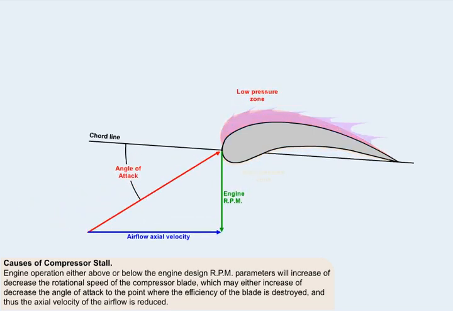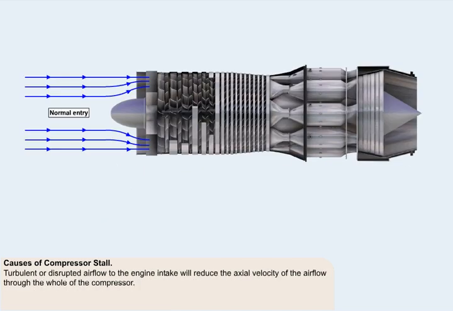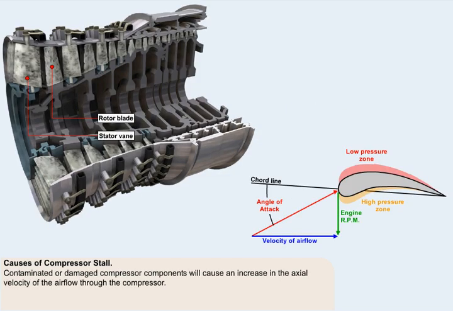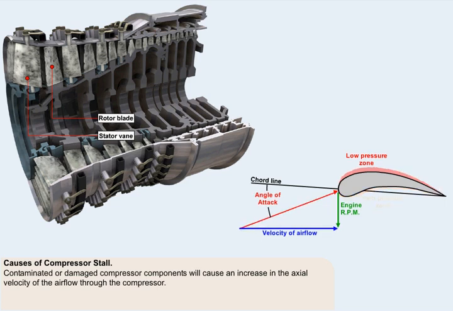Turbulent or disrupted airflow to the engine intake. This will reduce the axial velocity of the airflow through the whole of the compressor. Contaminated or damaged compressor components, rotor blades or stator vanes, which will reduce the efficiency of the compressor as a whole. This will cause an increase in the axial velocity of the airflow through the compressor because of the decreased compression ratio.